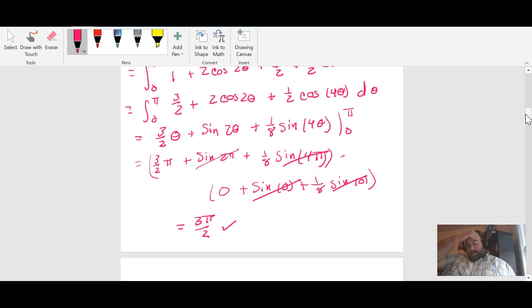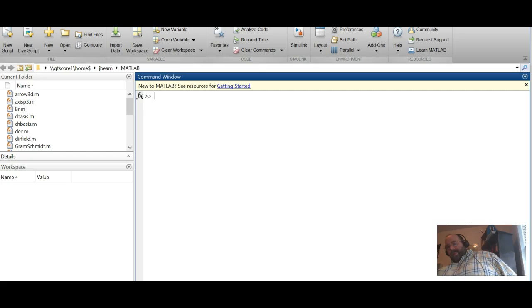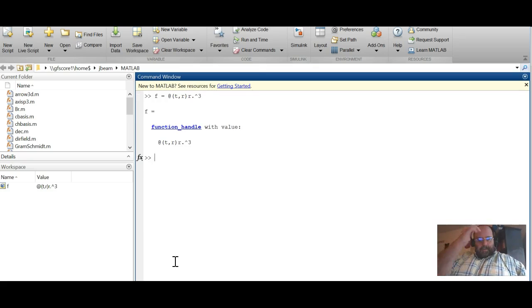Now, let's play around and see if that jives with what MATLAB would give us. So yesterday you watched a video on using MATLAB for this purpose, right? So we can kind of crash everything together here. We're going to create a function handle f, at t r, and I'm going to make t the variable for the theta. And my function is what's on the inside, which is just r cubed, right? So that made a function handle.